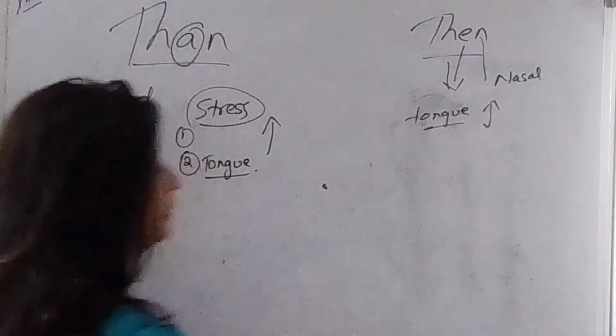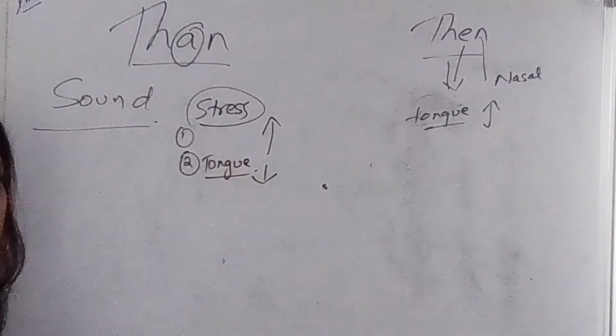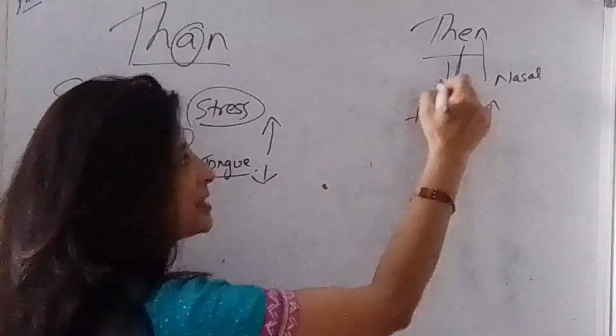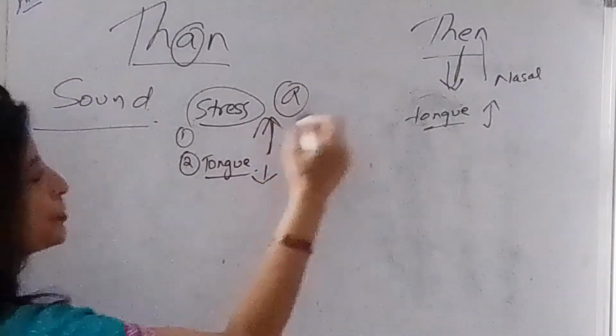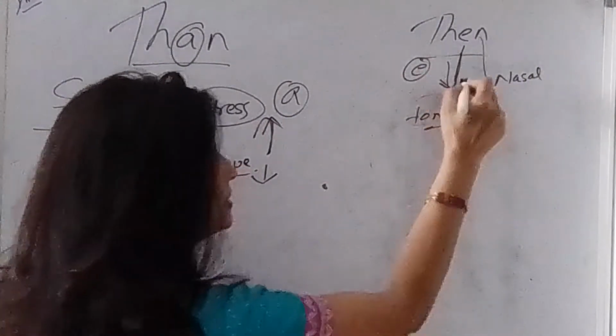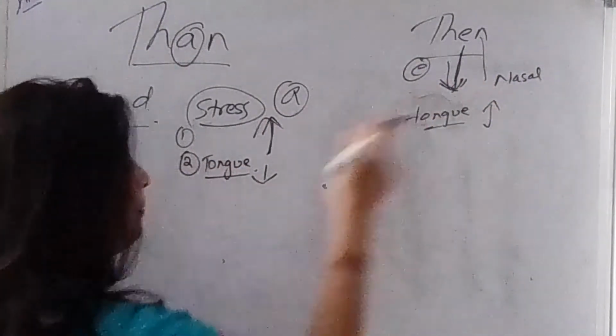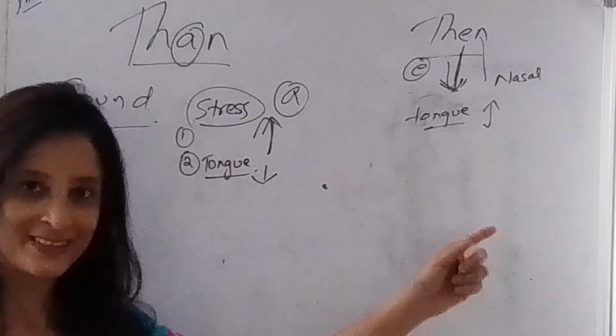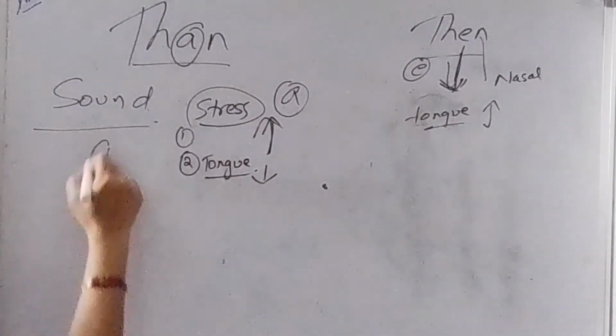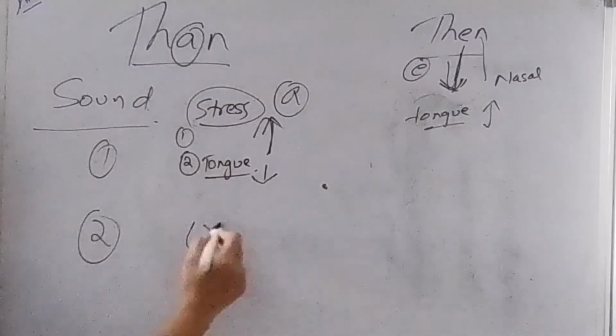So this, the tongue is up. Here, the tongue is down. Here the stress is down and here the stress is more. So in "a" the stress is more, in "e" the stress is down. But the tongue is up here, here the tongue is down. Right? This is the major difference. Number one. So now number two is use.